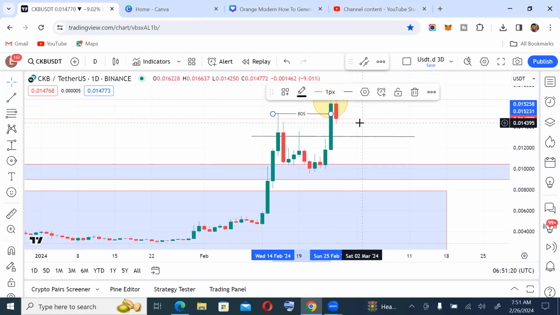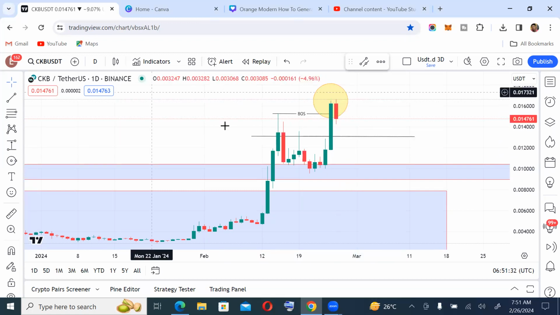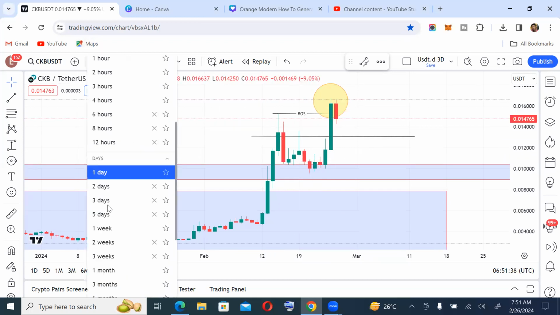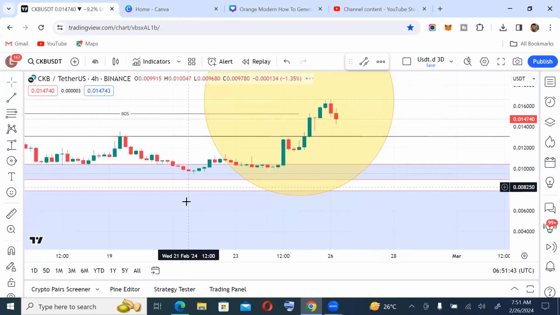So guys, anything below here, don't be in a hurry. Anything below here is where we should be thinking of buying. All right, so we want to wait for price to fall back below this 50% region and then look for change of character to validate what we are doing. Now, I'm going to go to the 4-hour time frame. I love the 4-hour time frame a lot. It's one of my favorite time frames.